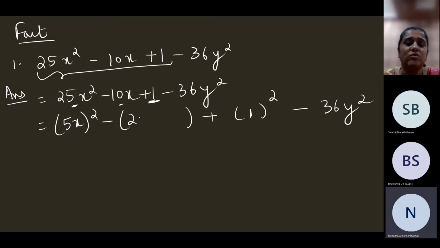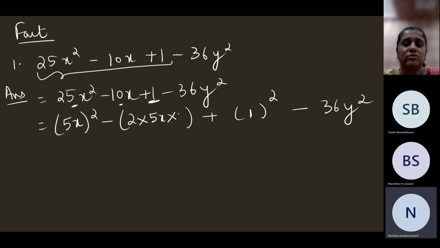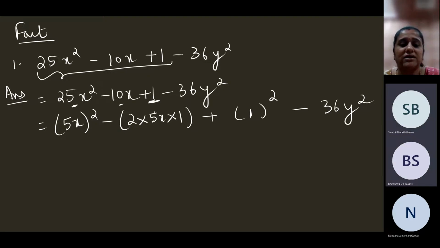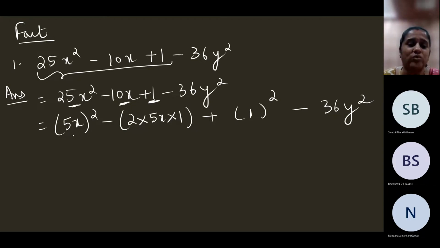Yes, ma'am. Then what will be 2ab? 2 into 5x into 1. Now multiply. What is 2 into 5x? 10x. 10x into 1? 10x. Are you getting the middle term? Yes, ma'am. So the first 3 terms are perfectly of the form a square minus 2ab plus b square, where a is 5x and b is 1.